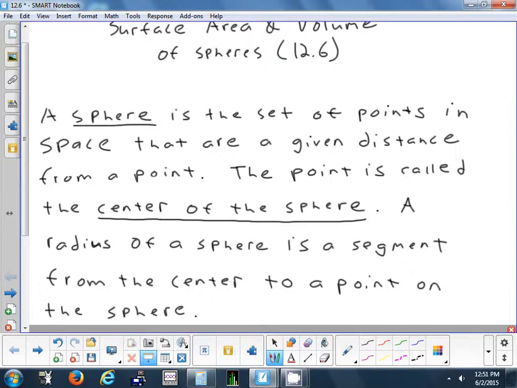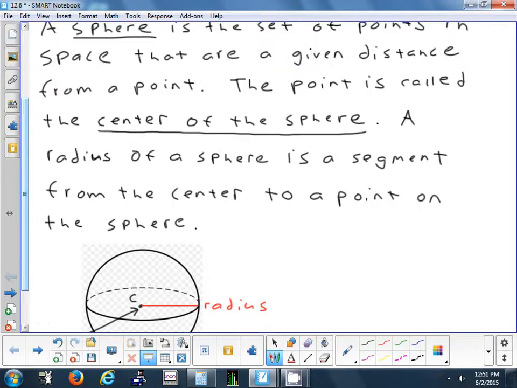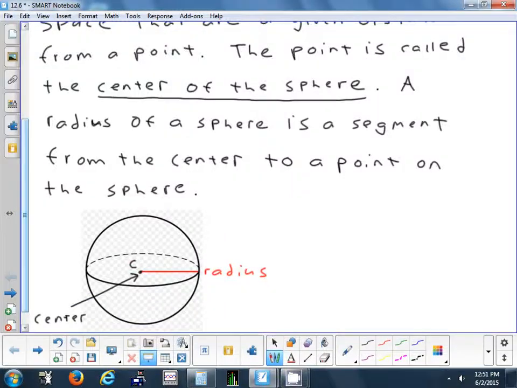Just like in a circle, we have a radius. Well, a sphere also has a radius. Okay, radius is just the distance from the center to the edge of the sphere, or to a point on the sphere itself. Okay, any question on that? Basically, if you understand what the radius of a circle is, radius of a sphere, it's the same idea.